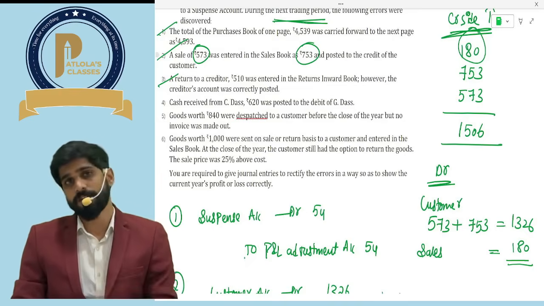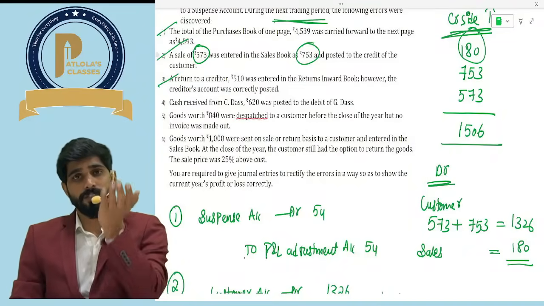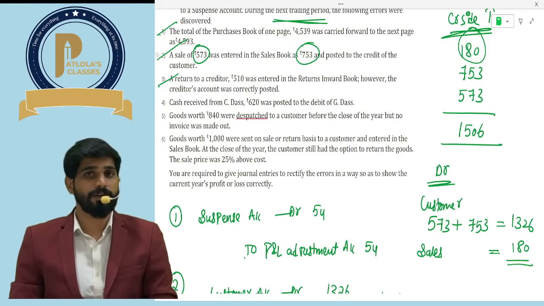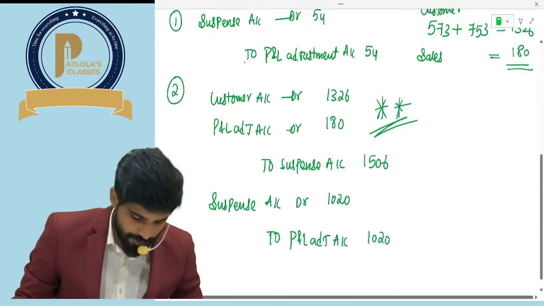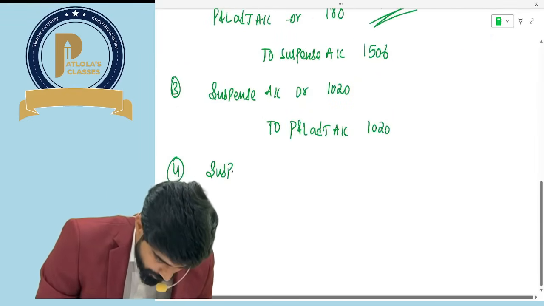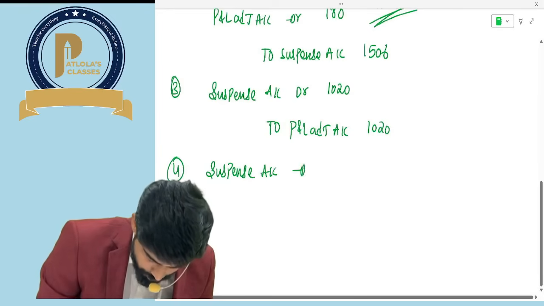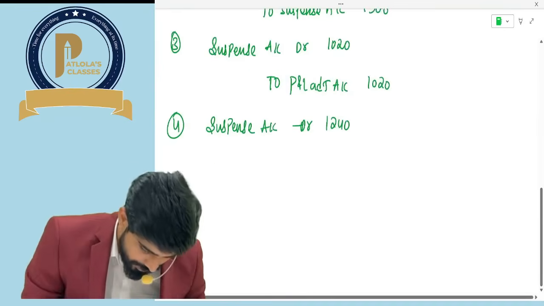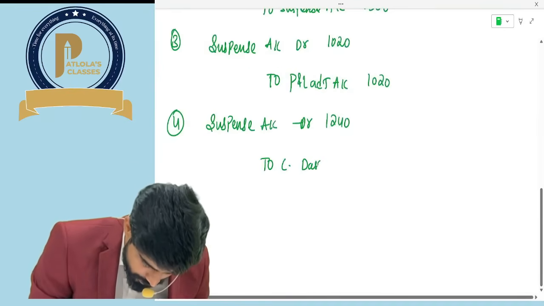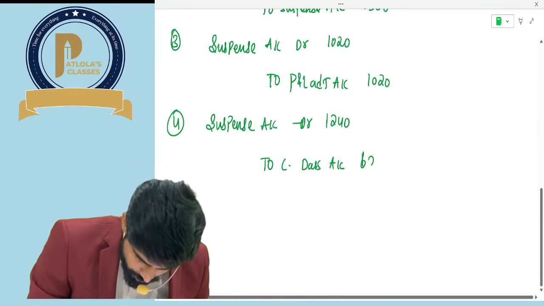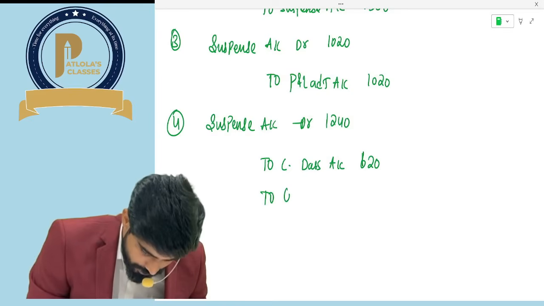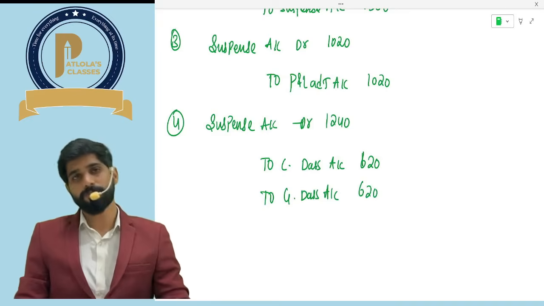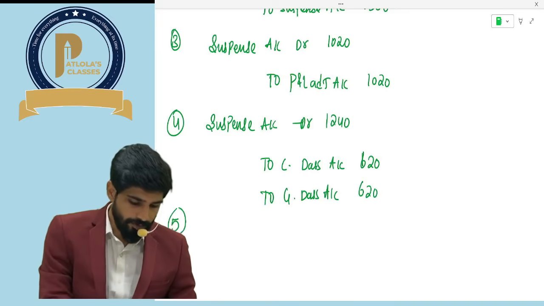Now we need to rectify that. So since total debit side was more by 1240, suspense will have a credit balance of 1240. Okay, now that we are rectifying, suspense account should be debited. Suspense account should be debited by 1240, and we need to actually credit C Das account 620, and we need to cancel G Das account which was by mistake debited, that is 620. Hope you have understood this. Okay, coming to the fifth one.